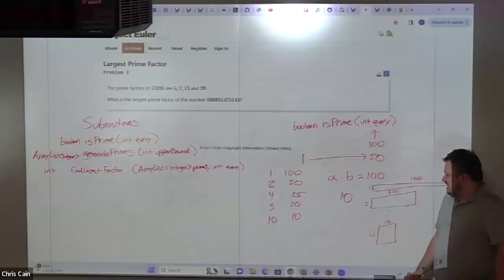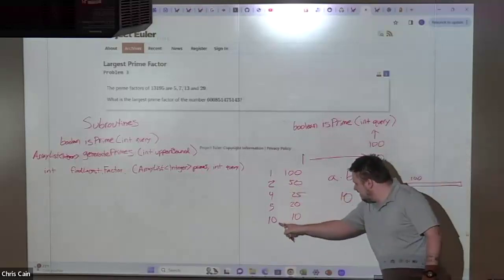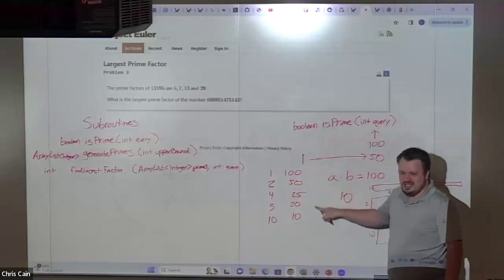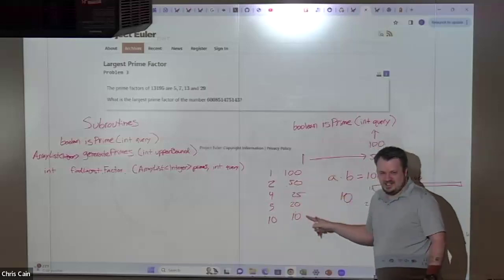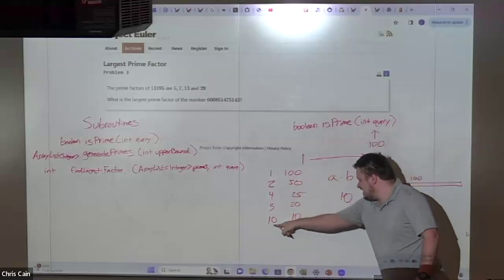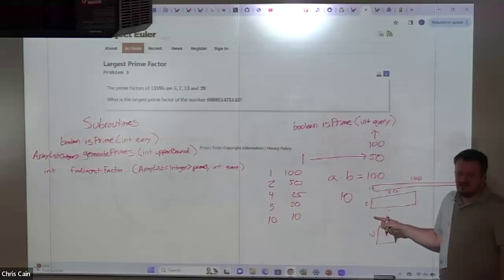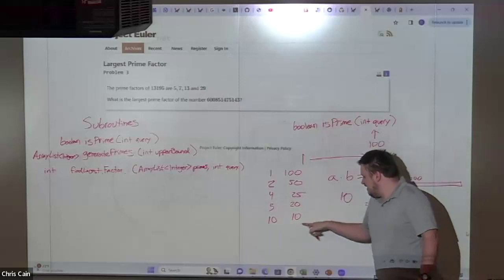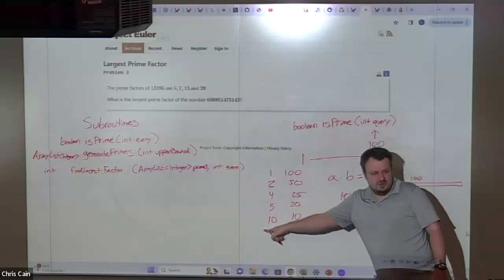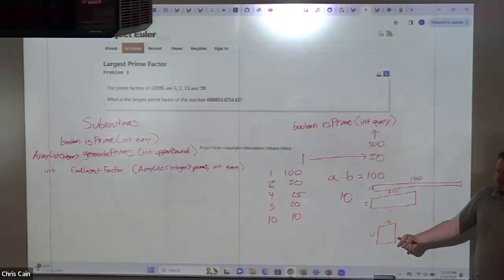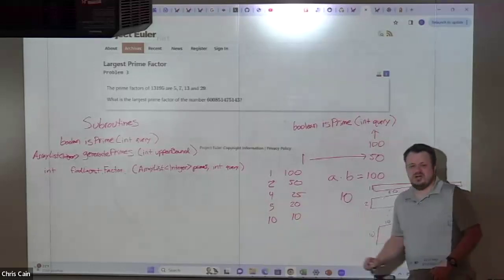11 doesn't go in evenly, but actually we can stop now because the only other numbers that are going to go in evenly are the opposites of what we did on the other side. So if we continued past 10, we would get to 20 and 5 and 25 and 4. But the idea is if we reach this point without finding one, then we don't need to look further. We already know it's prime.